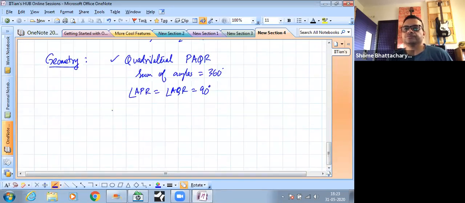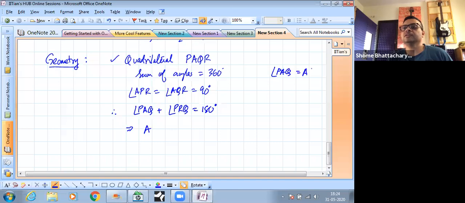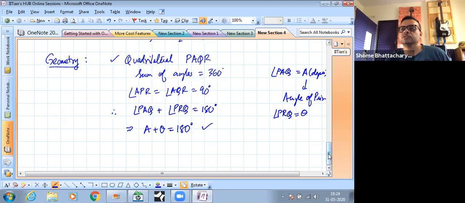Okay? So therefore, angle PAQ plus angle PRQ has got to be 180 degrees. So angle PAQ is nothing but angle of the prism. Okay? So you can see angle PAQ is nothing but A in degrees, which is angle of the prism. And we have taken in that figure angle PRQ as theta. So A plus theta is 180 degrees. Okay, so this becomes another important equation from here.